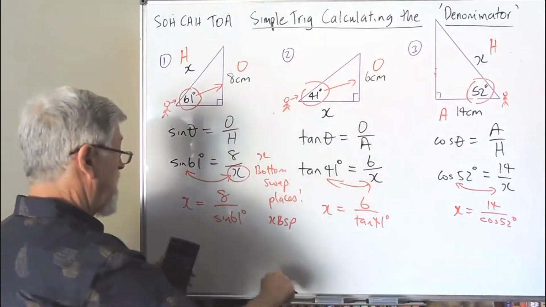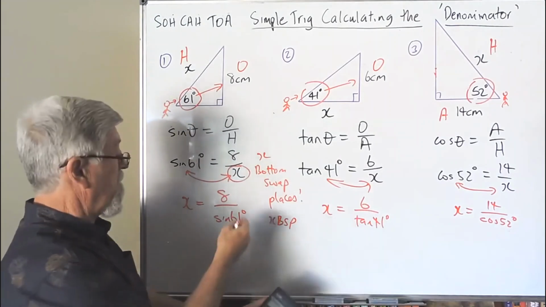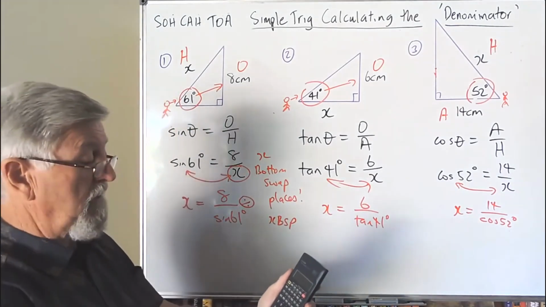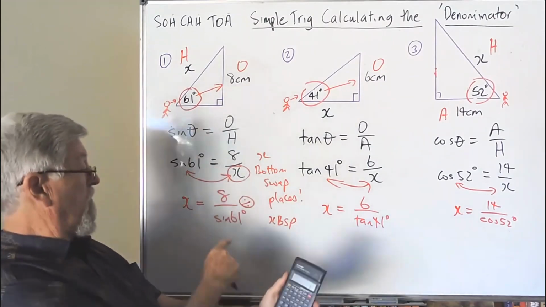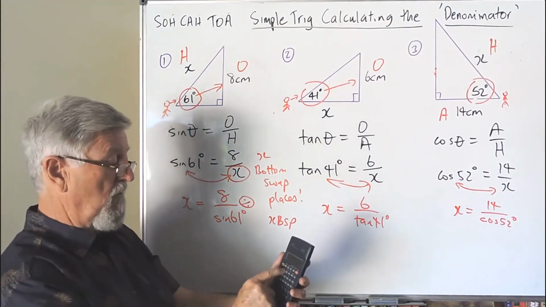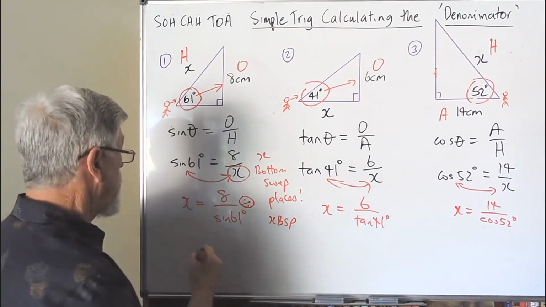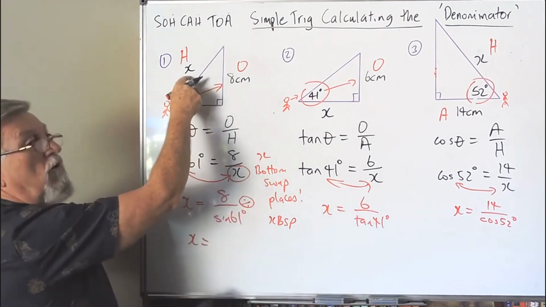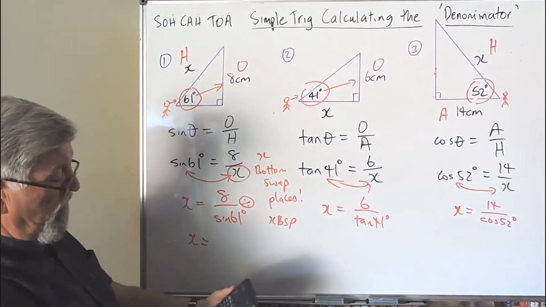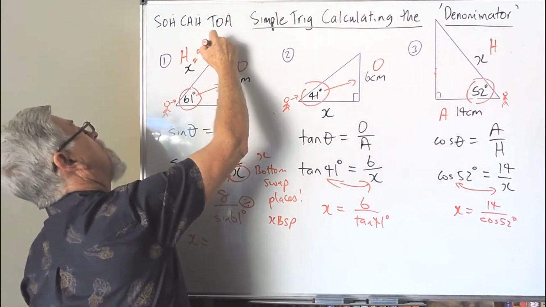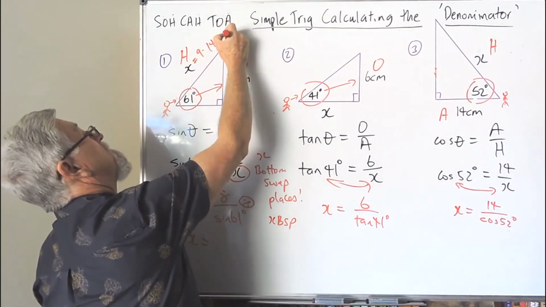So here we go. You type the 8. Remember, a fraction is to divide by. So many people still mess it up. 8 divided by, and we want the sine of 61, so I go sine 61, and I press equals, and it tells me that the length of that hypotenuse is 9.147. If I round it, 9.147, and that was centimetres.